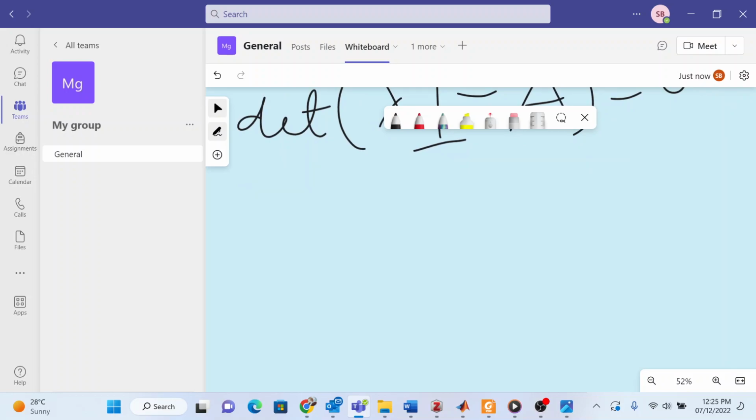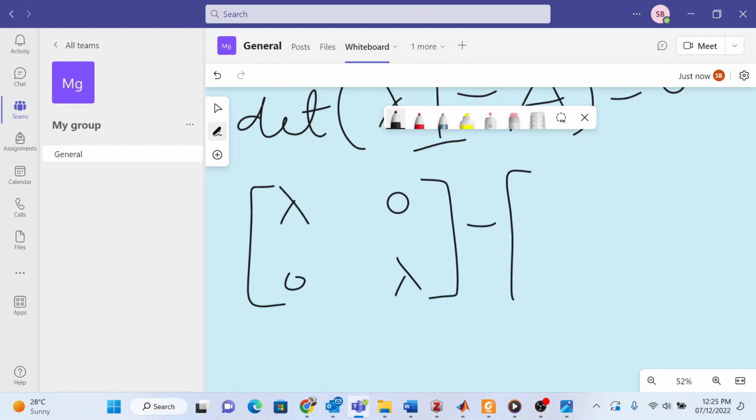So it's just going to be lambda, 0, 0, lambda, minus A. A is already given in the question: 1, 4, 3, minus 6. So if we subtract this from this, we're going to get this out.